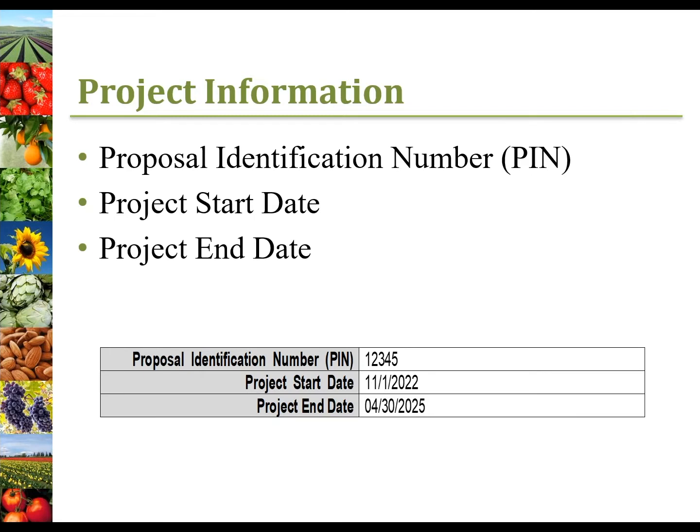At the top of the template, you will enter the 5-digit PIN that was assigned to your project in FAST. For the project start and project end dates, please estimate the date that project activities will begin and the date that project activities will end. The project start and project end dates may be changed to expand upon or shorten the length of the project from the concept proposal phase, but projects may not start before November 1st, 2022 or end after April 30th, 2025.